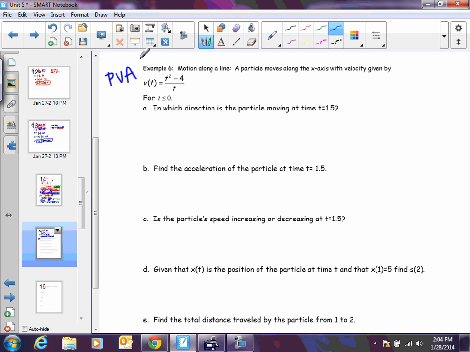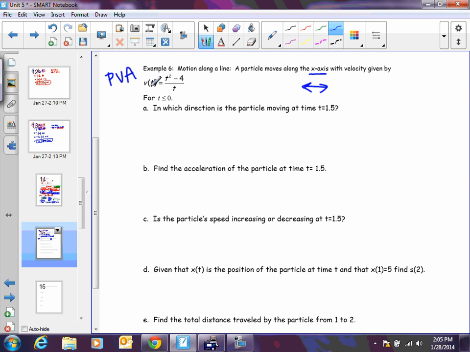Okay? A particle that's moving along the x-axis is going right when the velocity is positive, and left when the velocity is negative. Okay, remember, velocity is just speed with the direction. And then here we have a velocity expression. So we're already starting in the middle. So if they ask us about acceleration, we're going to have to find the derivative. If they ask us about position, we're going to do the integral.